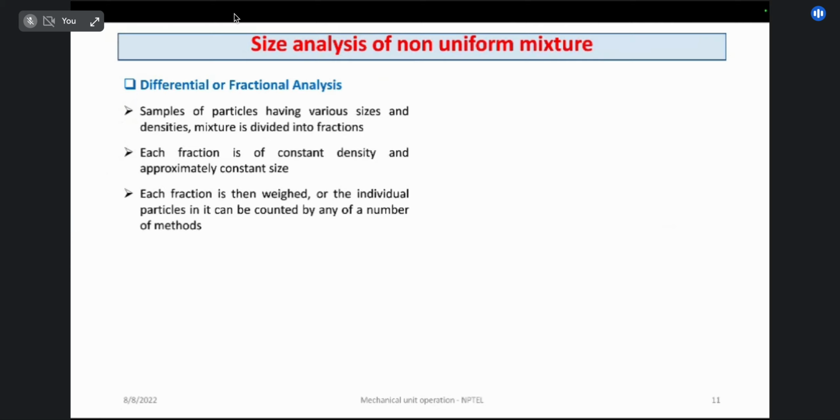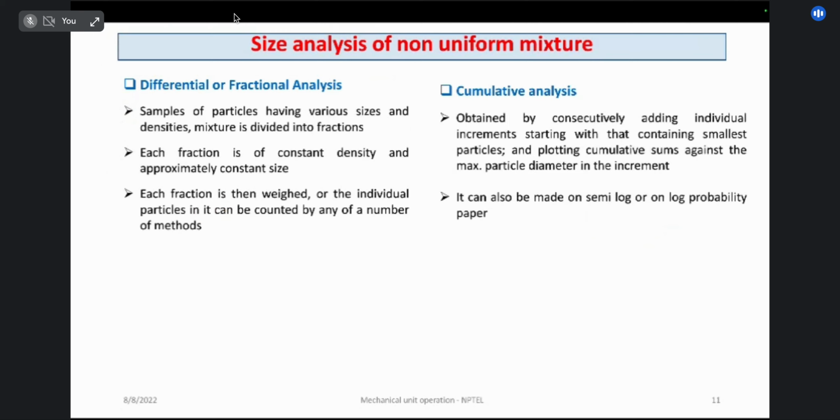But there are many methods which we can follow after that. If we talk about the cumulative analysis, it is obtained by consecutively adding individual increments, starting with the one containing the smallest particles, and plotting cumulative sums against the maximum particle diameter in the increment. So you always need to add all the increments, starting from the smallest to the largest.